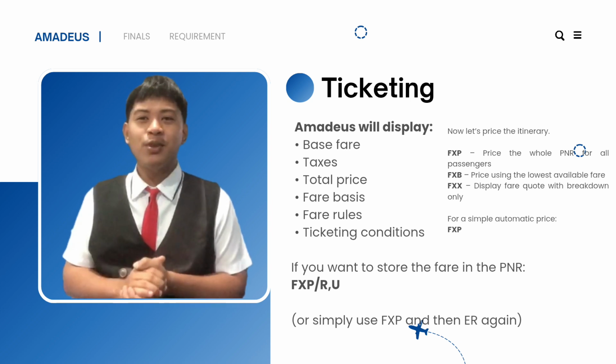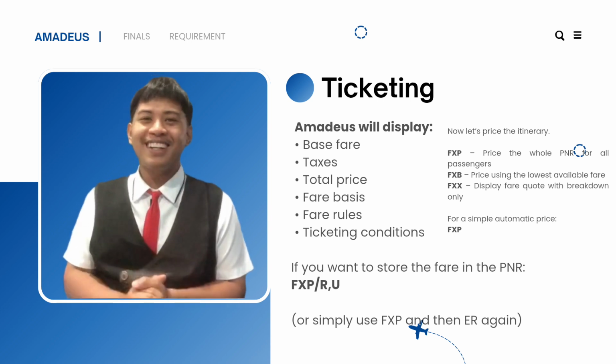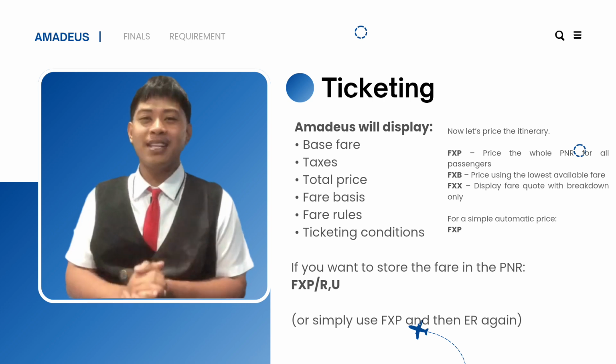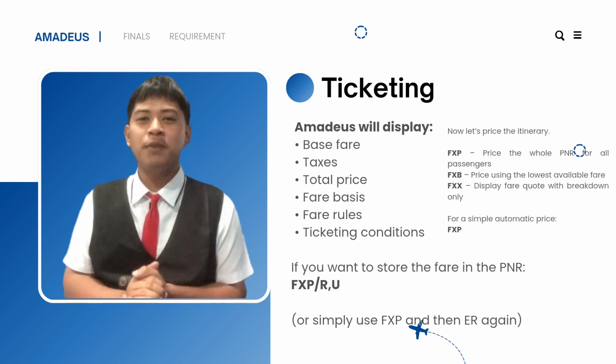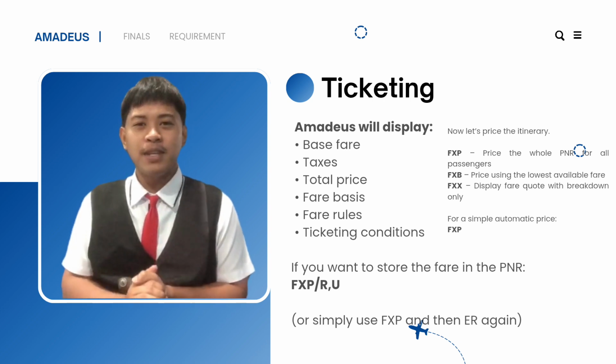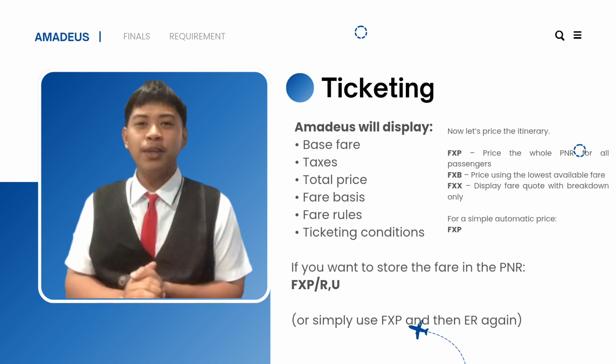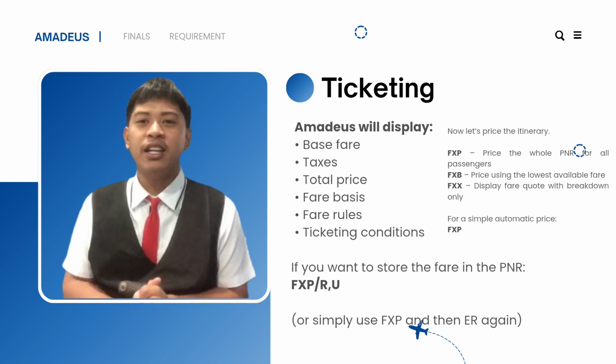FXP, Amadeus will now display base fare, taxes, total price, fare basis, fare rules, ticketing conditions. If you want to store the fare in this PNR, FXP/R, U. For simply use FXP and then ER again.